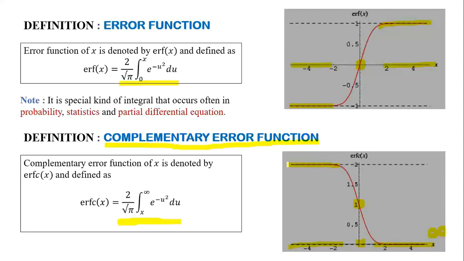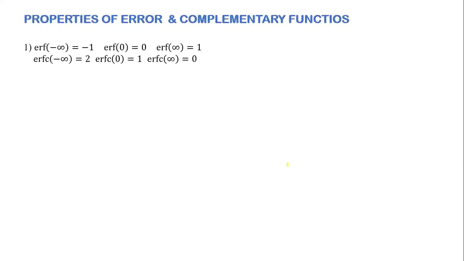These special values you need in the next remark, that is the properties of error and complement error function. You can see your first result is this, where the error function of minus infinity is minus 1, the error function of 0 is 0, error function of infinity is 1, the complement error function of minus infinity is 2, of 0 is 1, and of infinity is 0. These values you can directly find from the integral also, or you can remember these values from the graph also. But these are the special values related with your error function and complement error function.